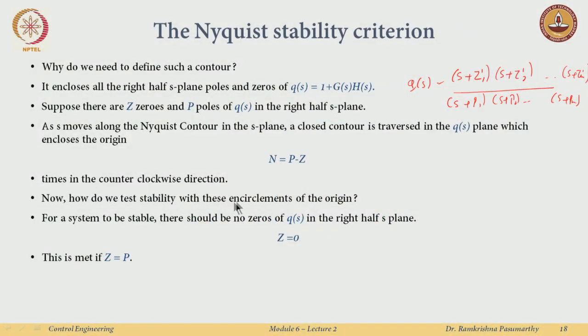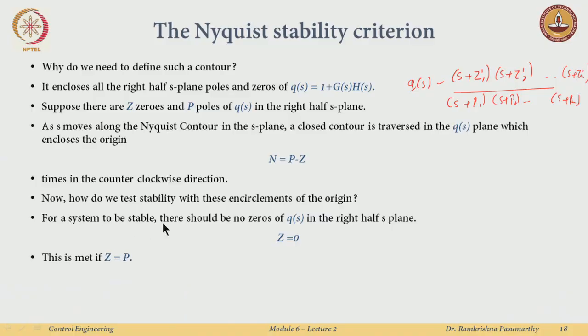Now, how do we test stability with these encirclements of the origin? Now, I will again ask myself a question: when is this system stable? Well, for the system to be stable, there should be no zeros of Q(s) in the right half s plane, because these zeros of Q(s) are the roots of the characteristic equation, and these are also the poles of the closed loop system. Okay. Now, for this system to be stable, Z should be equal to 0. Okay, there should be no zeros on the right half plane.